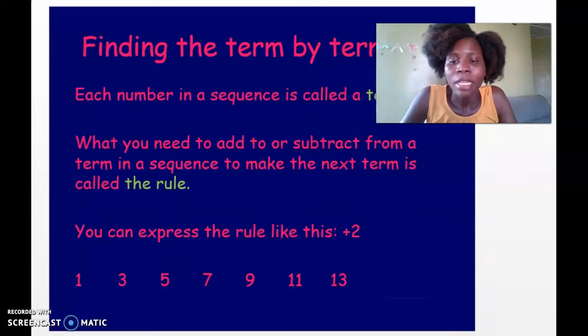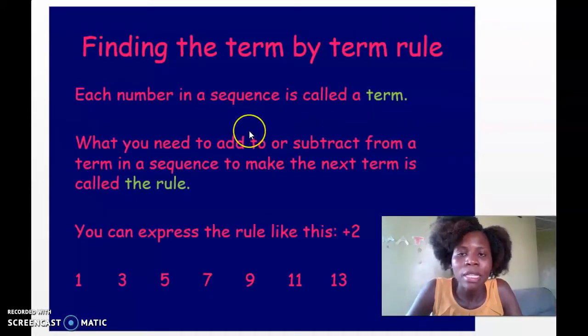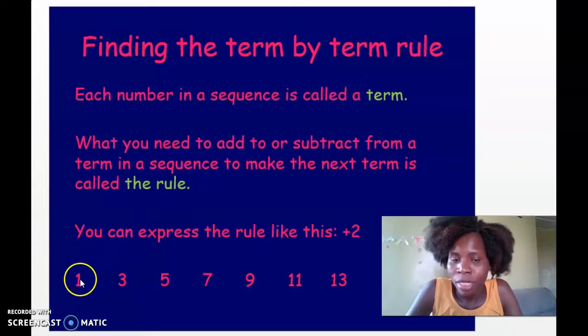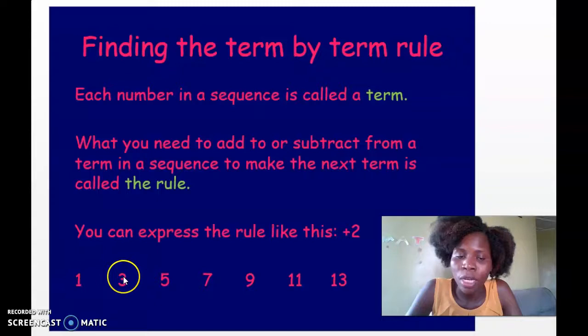Finding the term by term rule. The first thing you need to know is that each number in a sequence is called a term. For example, 1 is a term, 3 is a term, 5 is a term. What you need to add to or subtract from a term in a sequence to make the next term is called the rule. So 1 is a term, 3 is a term, but what bridges the gap between 1 and 3 is what you call the rule. So we are going to look at how we find the rule.